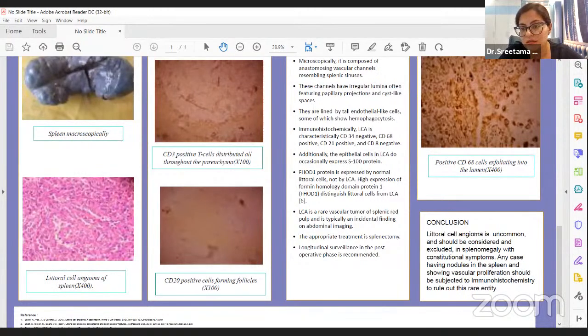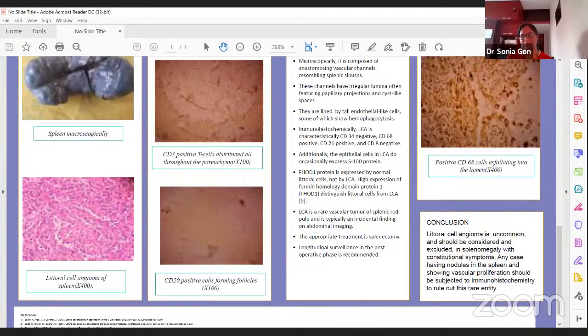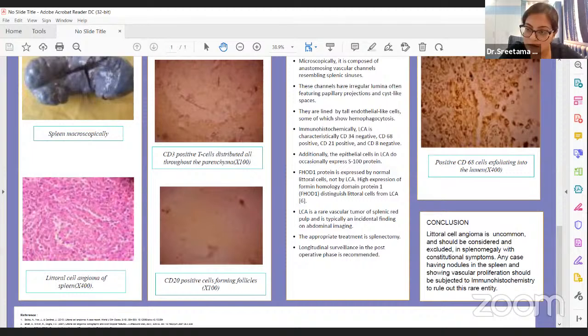So my other question is then, are littoral cells normally present inside the spleen? And if yes, where are they actually present normally? It is normally present in the spleen, and it is the lining cells of the sinuses. Lining cells of the? Red pulp sinuses. Red pulp sinuses. Okay. Thank you. Good presentation. Thank you, ma'am.